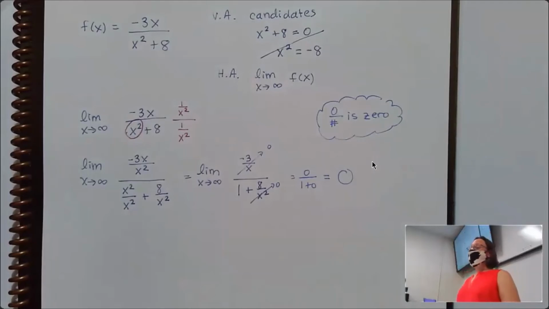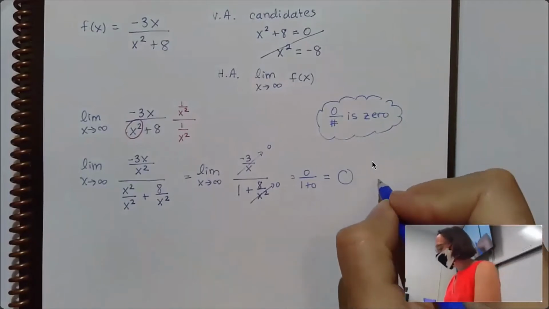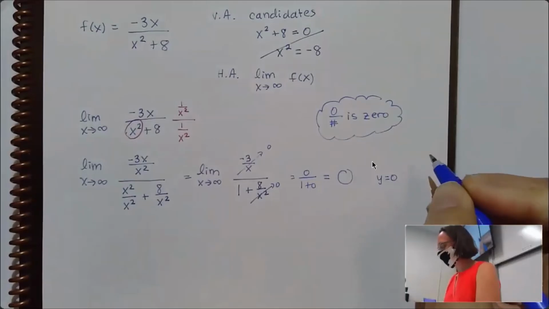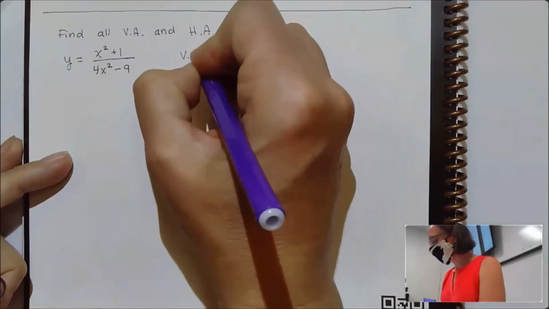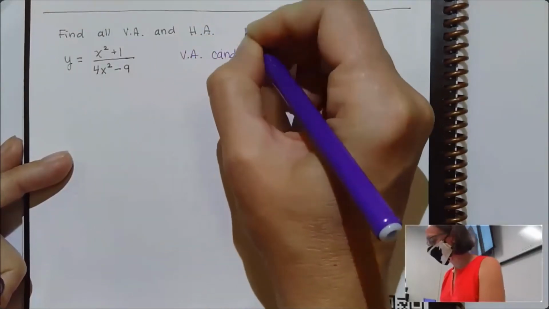Which also means that the equation for that horizontal asymptote would be y equals 0. That's a little gross, but not like crazy gross. I tend to start with vertical asymptotes just because there's kind of less work to do for vertical asymptotes. So my candidates for vertical asymptotes are whatever makes the bottom 0.